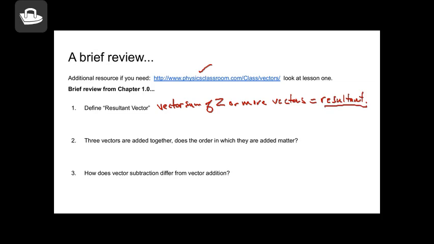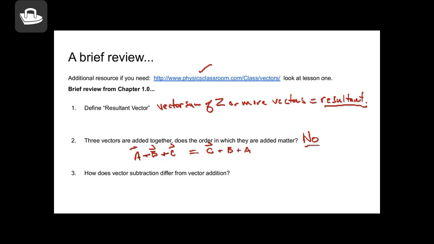So if three vectors are added together, does the order in which they are added matter? No, it does not matter. So I can have vector A plus vector B plus vector C, that should be a plus sign there, and that is equivalent to adding it C plus B plus A. Does not matter which order you add them in.